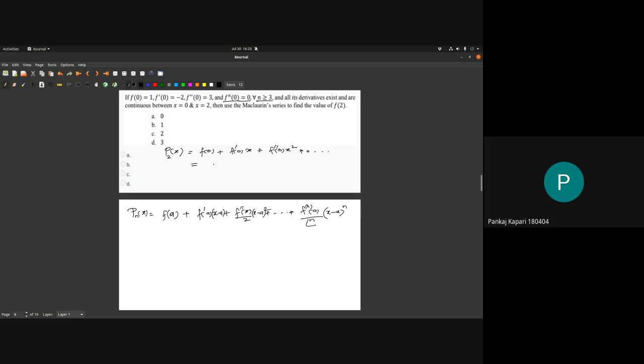Let's write the polynomial. f of 0 is 1, f prime 0 is minus 2, so this is minus 2x, and f double prime 0 is 3, so this is 3x square. Because we are approximating our function with the Taylor's polynomial, the value of f at 2 is equal to the value of this polynomial at 2. What is that? 1 minus 2 into 2 plus 3 into 2 square, right? And this turns out to be 1 minus 4 plus 12.